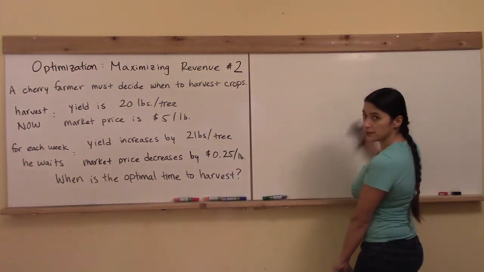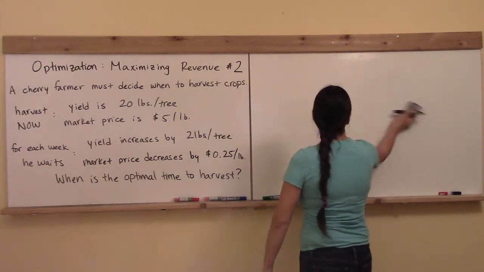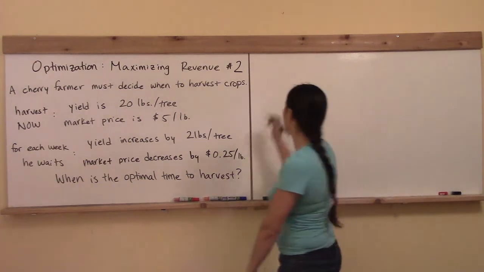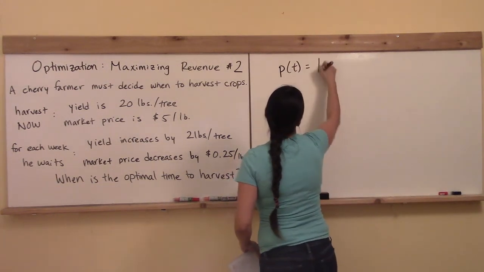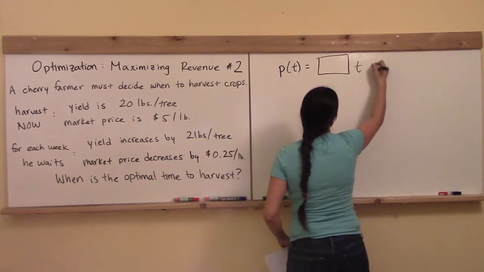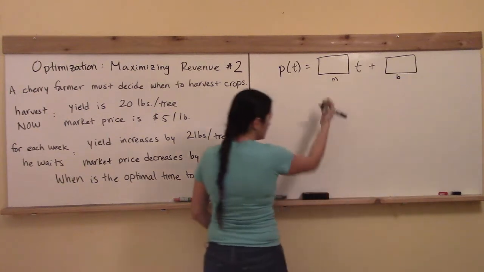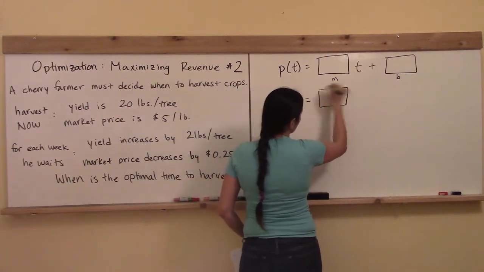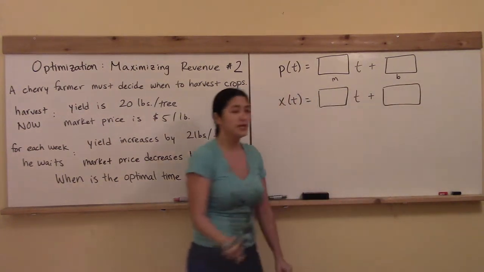If you saw the previous video on maximizing revenue number 1, I reminded you how to form a linear price function. So the first step here is going to be to look for P of t is something t plus something, where this is going to be the x, and that's the m, that's the b. And then x of t is going to be another block where we're going to put the slope plus another block where we're going to put the b.